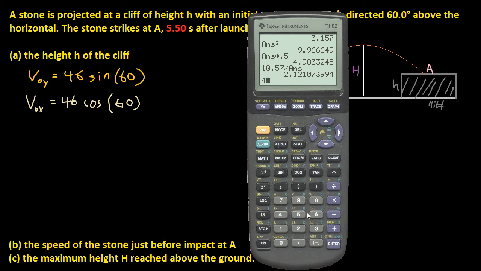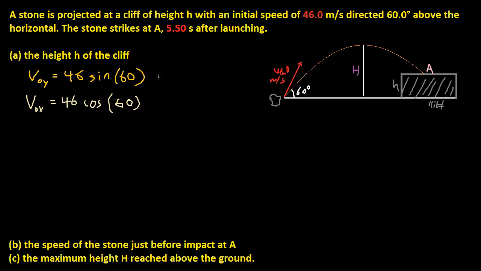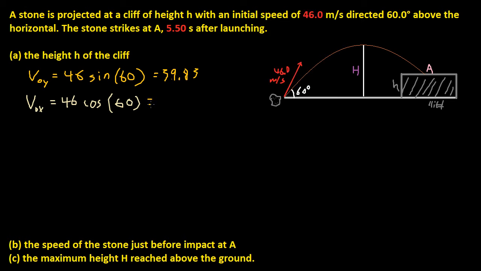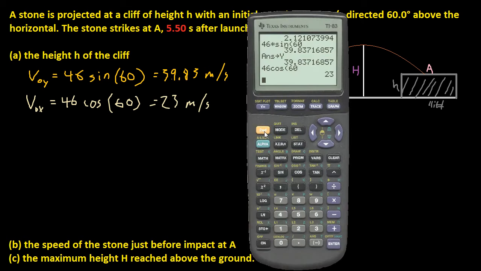Let me bring up our calculator. So 46 times sine of 60 is 39.83. I'm going to store this to y. Now 46 times cosine 60, so we're doing v naught x now, is going to be 23. Equals 23, and this is in meters per second. And I better get this stored too.